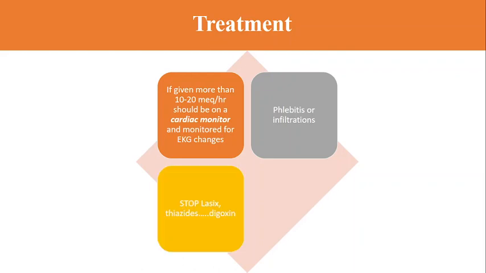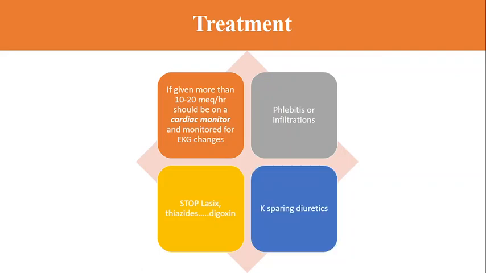Next is, if the patient is already on Lasix or thiazide diuretics, we may have to stop the diuretics and start the patient on a potassium sparing diuretic like spironolactone. Why? Because Lasix side effect is hypokalemia. Thiazide diuretic side effect is hypokalemia. So we may have to start the patient on spironolactone.